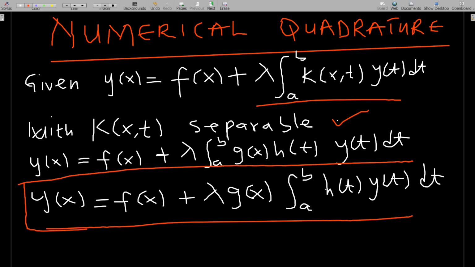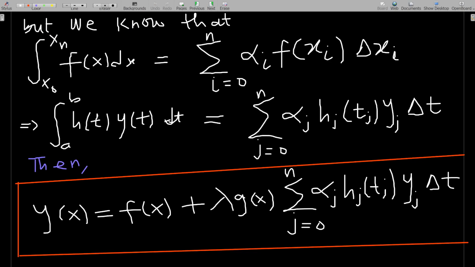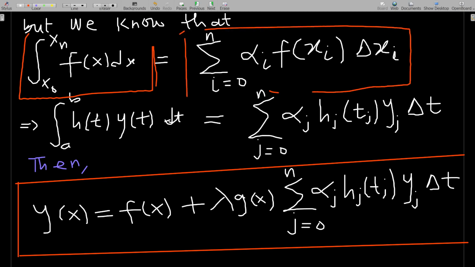You realize that under the integral you have only functions of t, and you're integrating with respect to t. So from numerical integration, we know that the integral of a function f of x dx from x naught to xn can be rewritten as a summation of these. I hope you get this. So it equals lambda summation from i starting from 0 to n alpha i, f of xi delta xi.